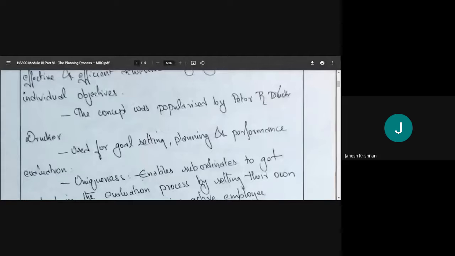And where do we use this method? We use it for goal setting, planning, and performance evaluation. Whenever we are giving out objectives, we use this. We evaluate performance also using this: performance of employees, performance of managers, everyone can be evaluated by this, because we have said that this is a comprehensive managerial system. It includes many key managerial activities.